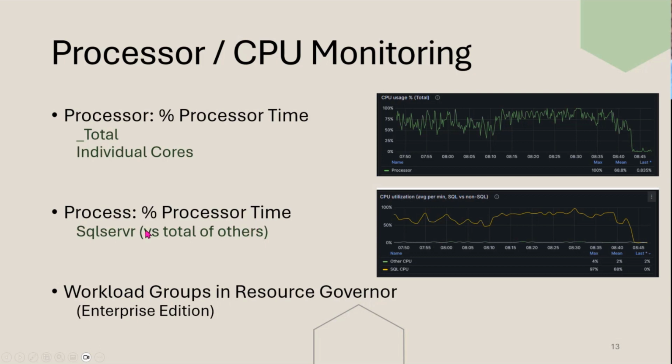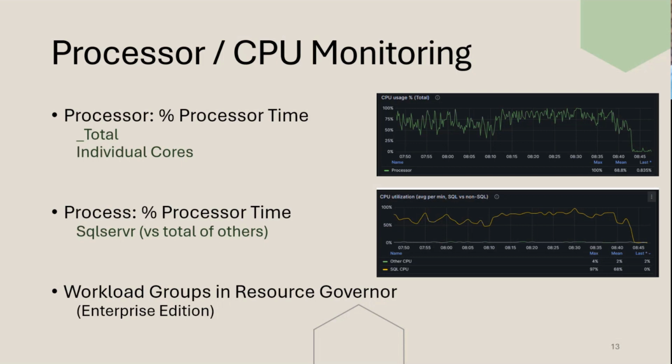I'd like to look at the individual processes themselves. I like to compare SQL Server, and no, that's not misspelled, to all of the other processes running on the system. So if we're seeing high CPU on a system, we can look at the processes to see if it's actually SQL Server or not. Because if it's not SQL Server, we don't need to dig any further into that. We need to find out what else is running on our system using up our valuable CPU.